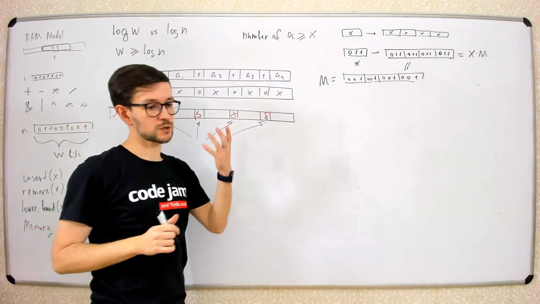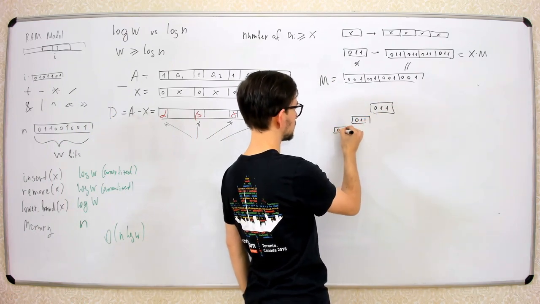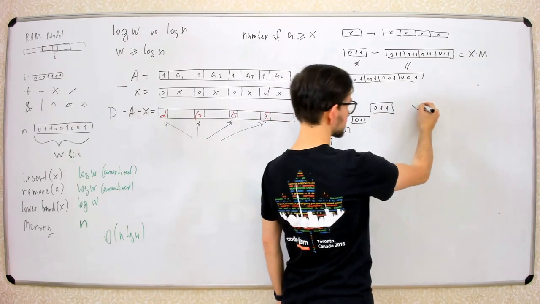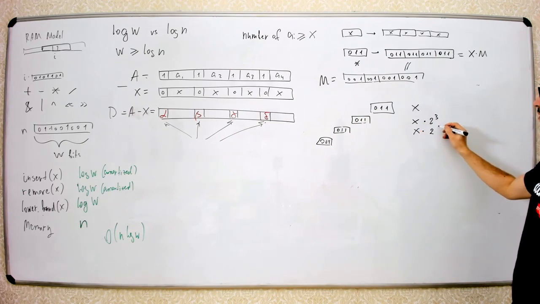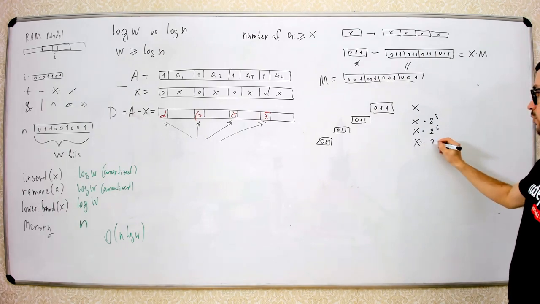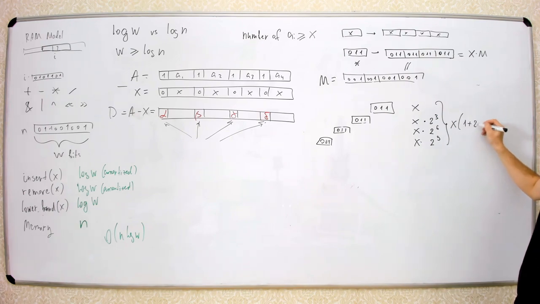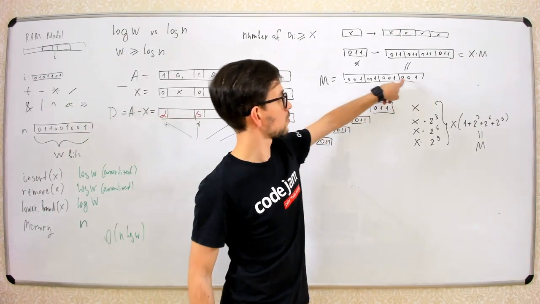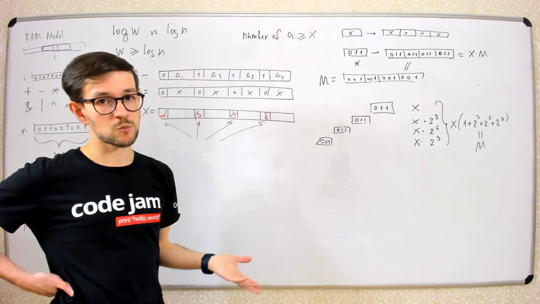So again, why multiplication? Because what I need to do is have this 0, 1, 1 plus this 0, 1, 1 plus 0, 1, 1 plus this 0, 1, 1. So this element will be x. This will be x shifted to the left 3 positions, so x multiplied by 2 to the power of 3. This will be x multiplied by 2 to the power of 6. This will be x multiplied by 2 to the power of 9. So I just need to take the sum of all these elements. So it will be x multiplied by 1 plus 2 to the power of 3 plus 2 to the power of 6 plus 2 to the power of 9. And this is m. So this m is 1 in position 0 plus 1 in position 3 plus 1 in position 6 plus 1 in position 9. Again, this is just because of how multiplication works.